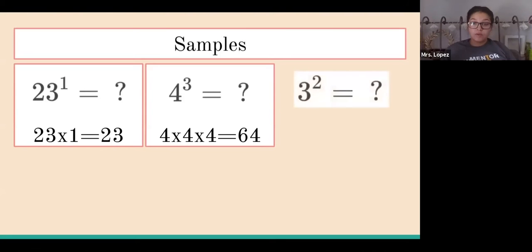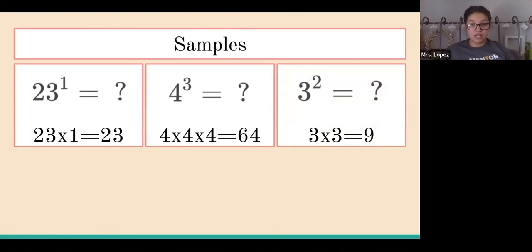Now, next one. 3 to the power of 2. That means we are going to multiply 3 2 times. That is not 3 times 2. It's 3 times 3. It's saying we want to multiply 3 by itself 2 times. So 3 times 3 is 9. That is what that means.